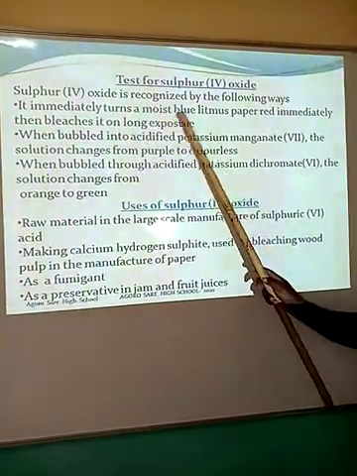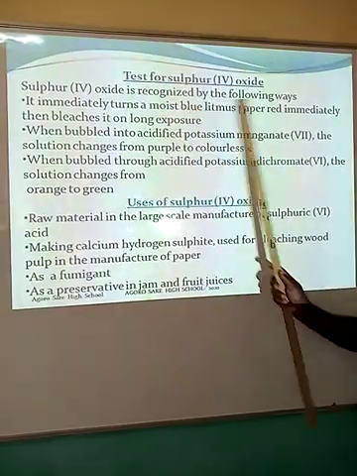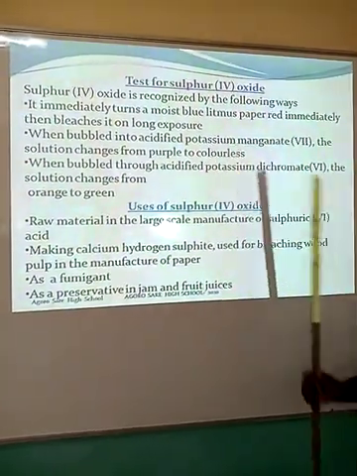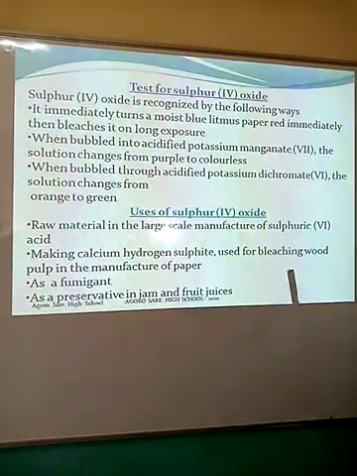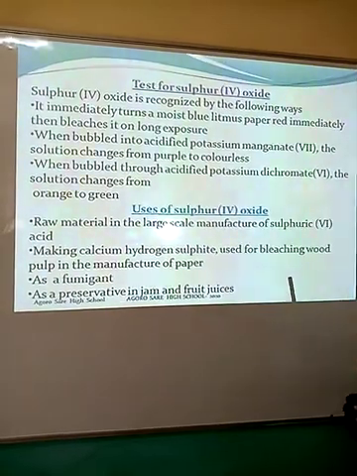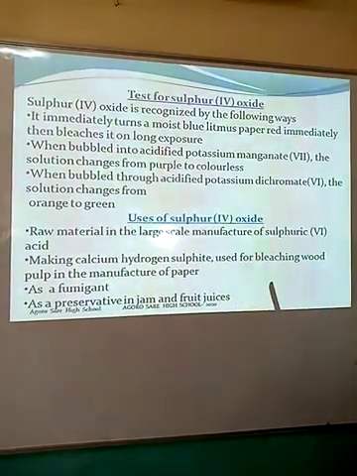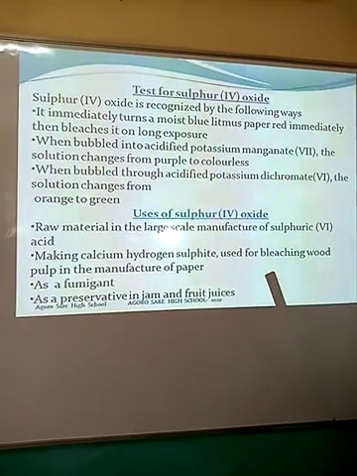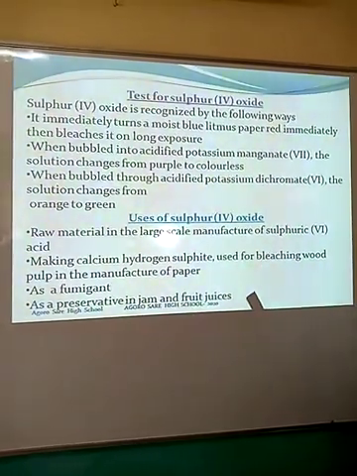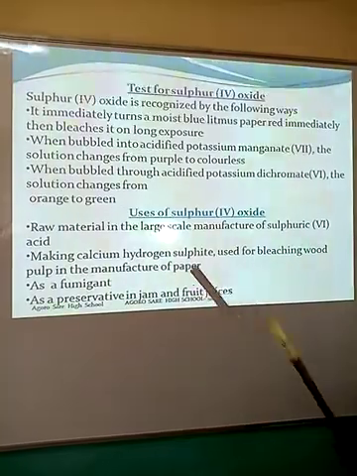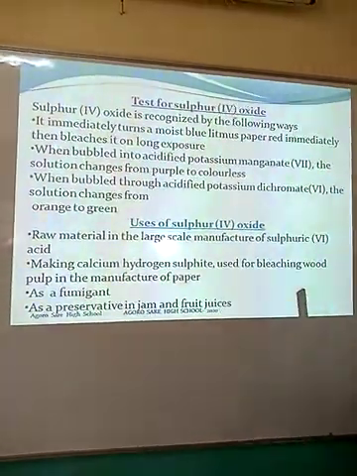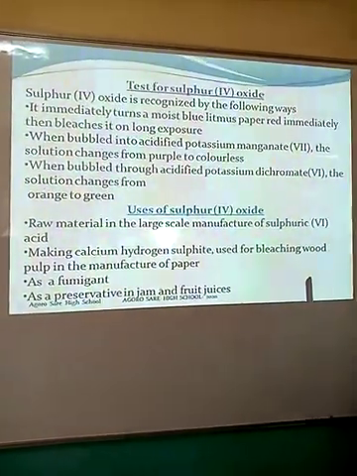So why is it turning red? It will turn red because the gas is acidic due to formation of sulfuric 4 acid, and then sulfuric 4 acid will now bleach it again because sulfuric 4 acid acts as a bleaching agent. So in this case here, this is one way of testing the presence of sulfur 4 oxide.